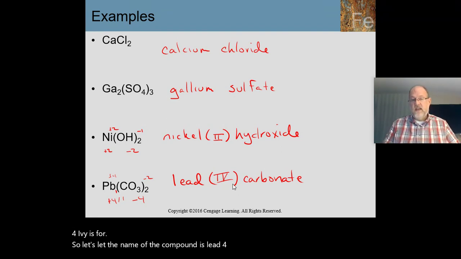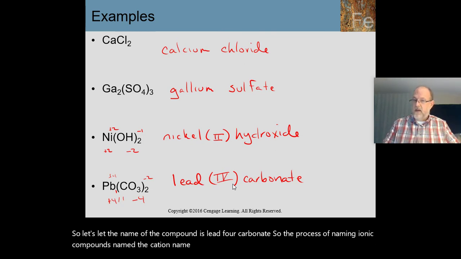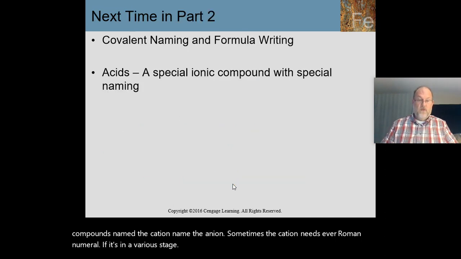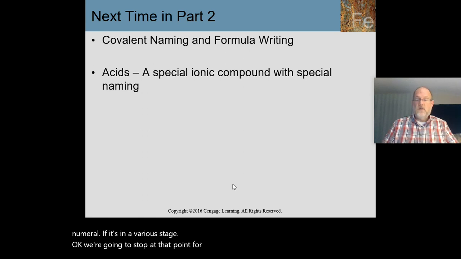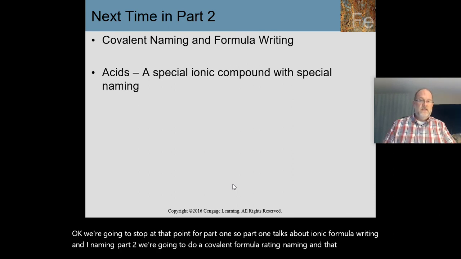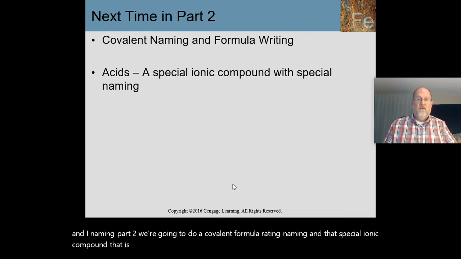So the process of naming ionic compounds: name the cation, name the anion. Sometimes the cation needs to have a Roman numeral if it's in various states. Okay, we're going to stop at that point for part 1. So part 1 talks about ionic formula writing and ionic naming. Part 2, we're going to deal with covalent formula writing and naming and that special ionic compound that definitely takes a little bit more thinking, the acids.